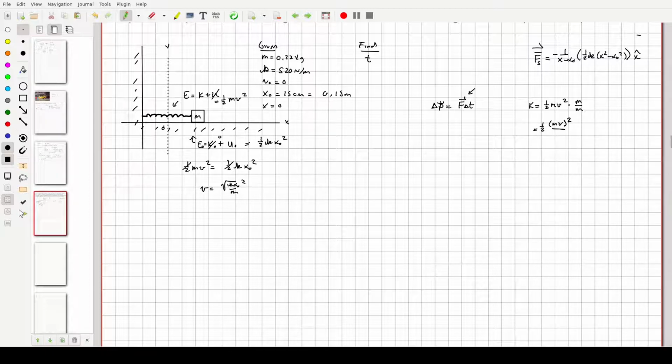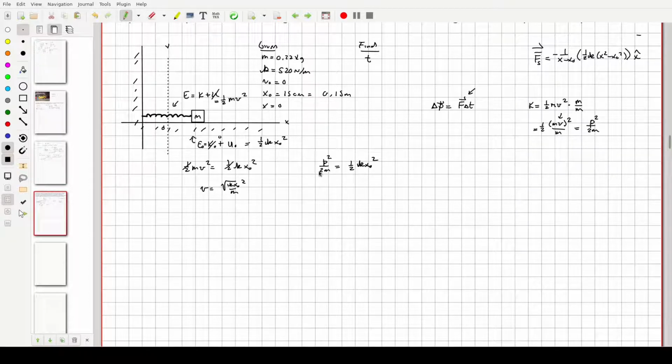mv squared over m. Now this right here is the magnitude of your momentum. This would just be p without the vector sign. And one form, in fact, many times it's a preferred form for kinetic energy, is p squared over 2m. All right, so you could find your final v, or you could find your final momentum by noting the fact that p squared over 2m, which is the same thing as kinetic energy, is equal to 1/2 k x naught squared.